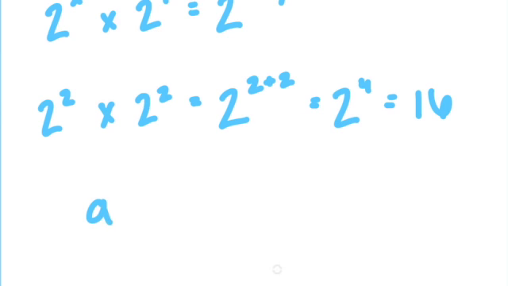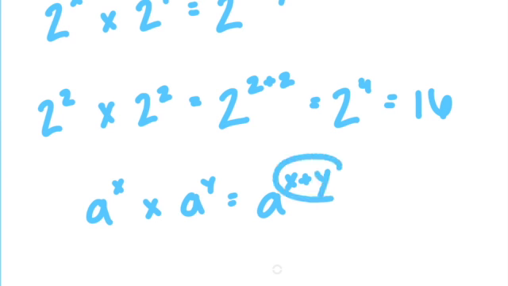So remember, for product rule, if they have the same base and they're being multiplied by each other, you leave the base the same before you do anything else, and you add the exponents. And the sum of that is the power.